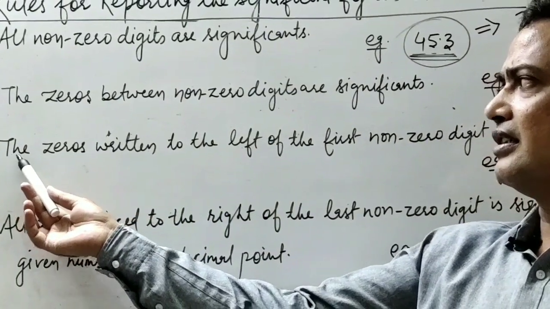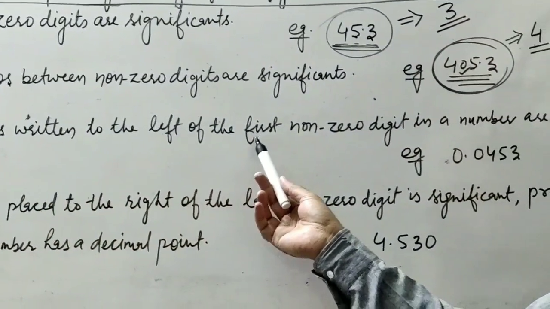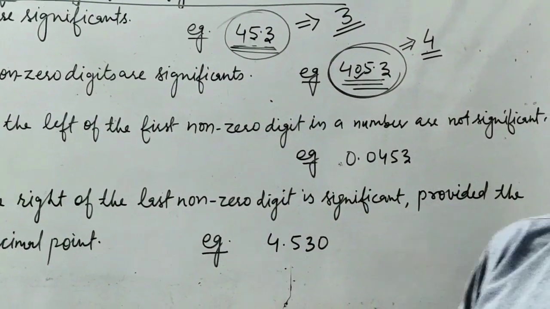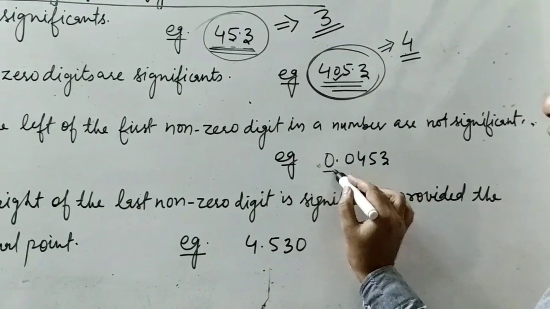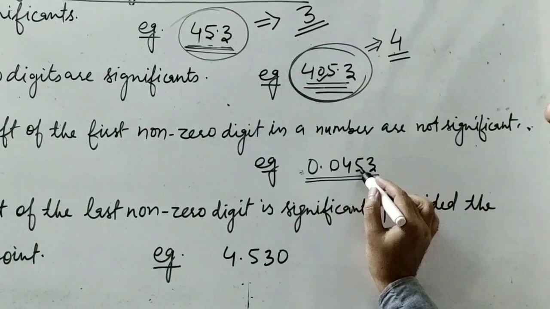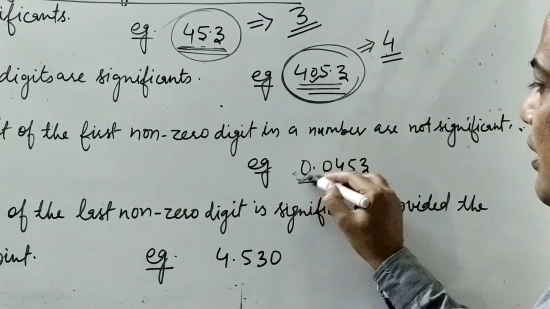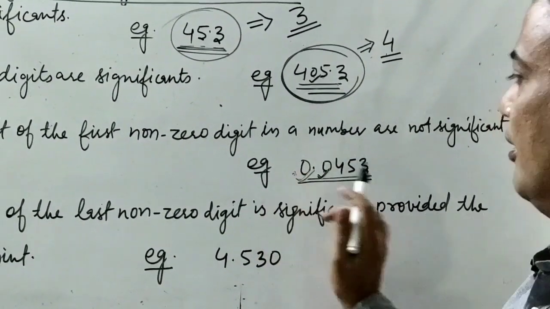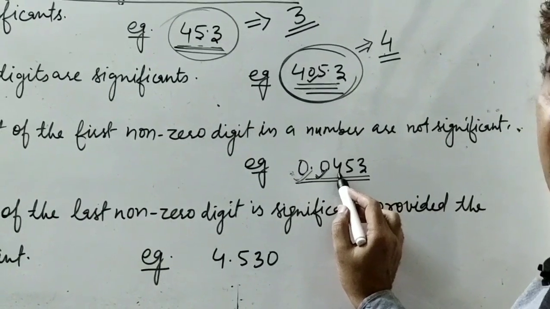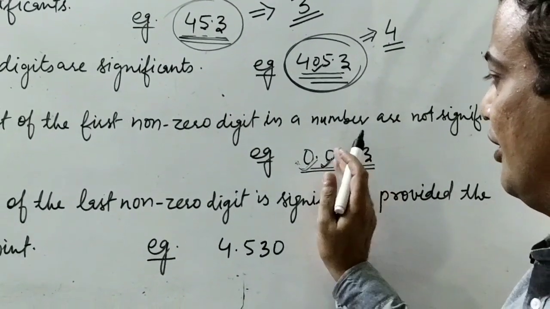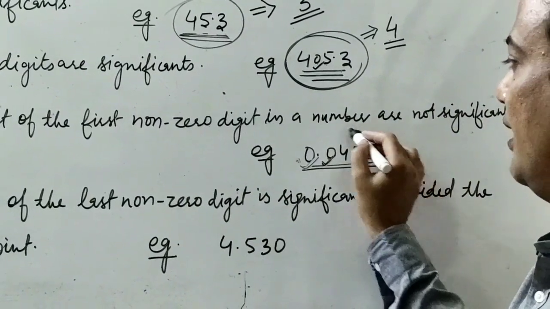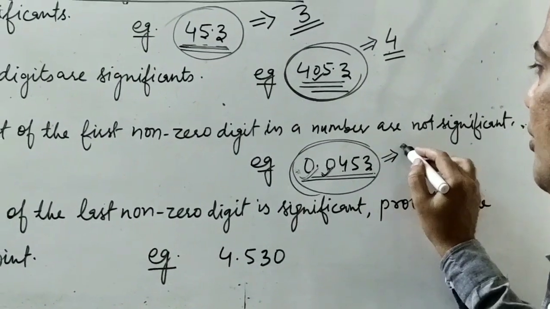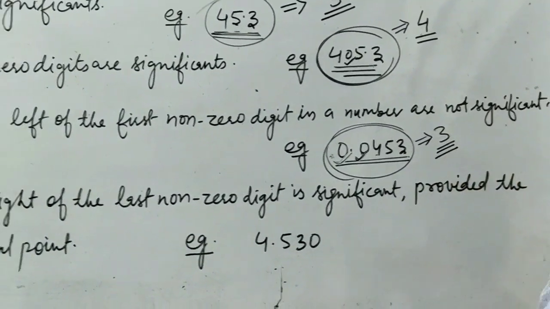Now third rule: the zeros written to the left of the first non-zero digit in a number are non-significant. Like in this case, 0.0453, these zeros are not significant figures. They are lying on the left side of the first non-zero digit. The first non-zero digit is 4 and these two zeros are lying on the left side. So how many significant figures are present in this number? 4, 5 and 3. Total 3 significant figures are present.